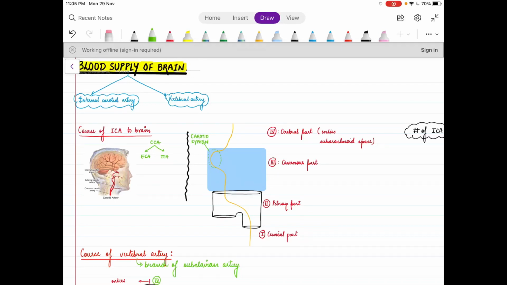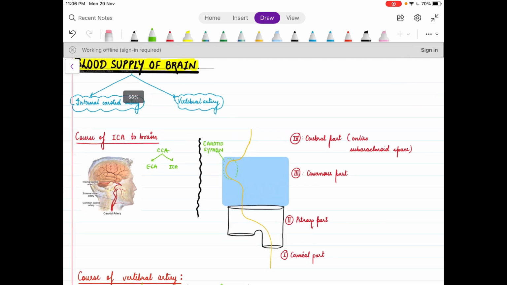Hi guys, today I'm going to discuss the blood supply of the brain. It is indeed a very important topic with respect to your subjective examinations and also from the competitive exam point of view. So let's dig into it.